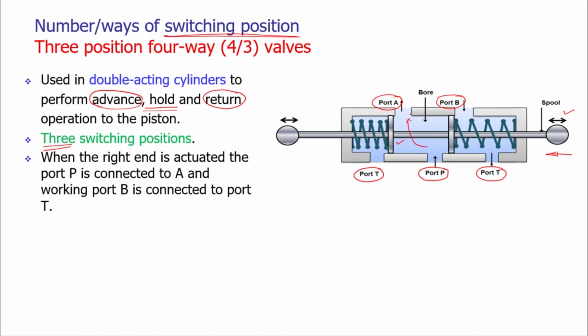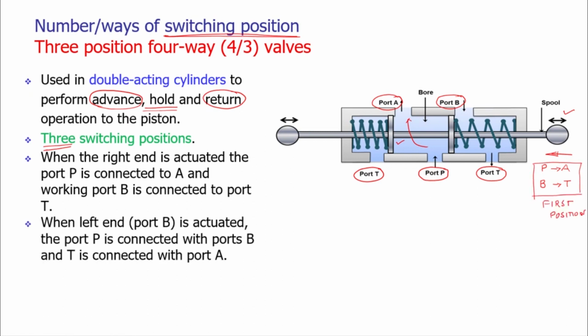Here the fluid port P is connected to the application port A, and the port B is connected to the tank port. The P to A and B to T is the first position. So if you actuate port B, that is the left hand, if we apply the pressure over here, what will happen?